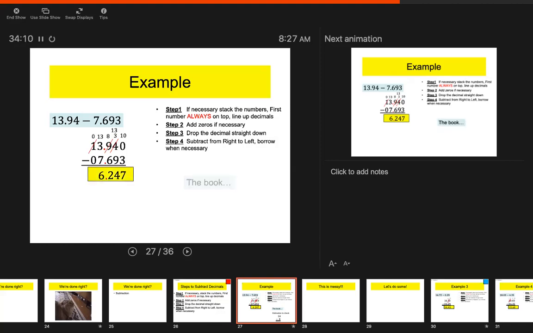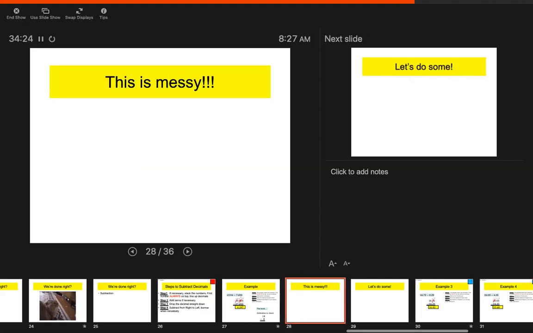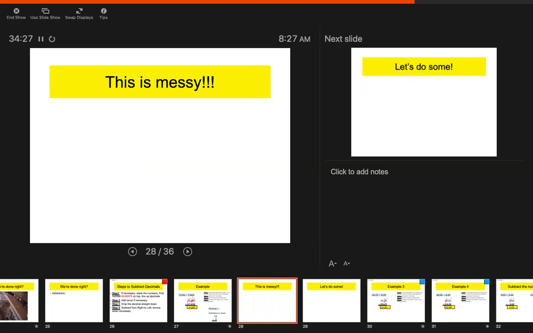Okay, once again, we could do some rounding. That number is close to 14, and that number is close to 8. What's 14 minus 8? 6. And we got a number that's awfully close to 6, so that was good. Oh boy, will this be messy. This will definitely be messy, so be careful.